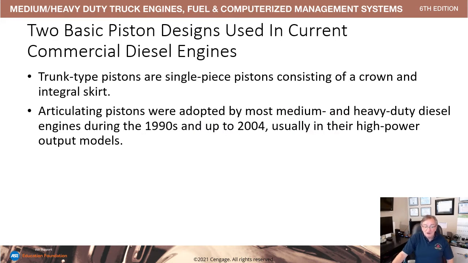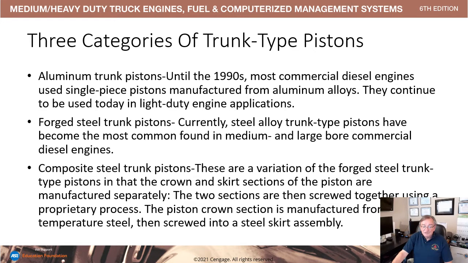Two basic types of designs in current commercial diesel engines are trunk style and articulating style. Trunk pistons until the 1990s were all aluminum. They are used today in light-duty applications and medium-duty trucks. Forged steel pistons are the style that are used in medium and heavy-duty commercial engines. And composite steel trunk pistons are a variation of forged steel trunk, where the crown and skirt section of the piston are manufactured separately. We have them in the shop now in our 12-liter Cummins Westport natural gas engine.